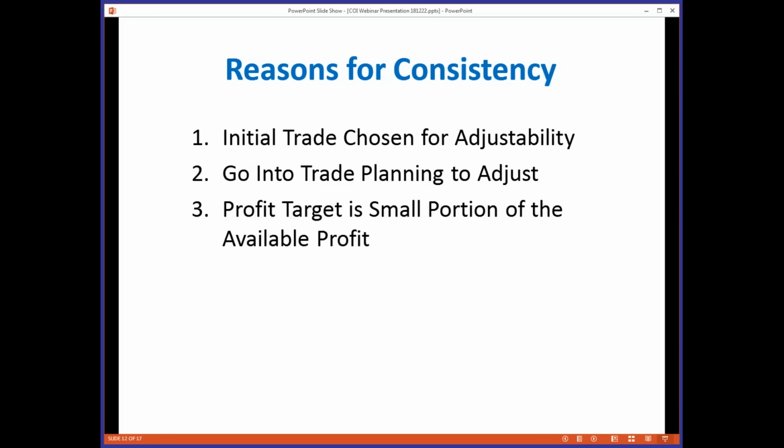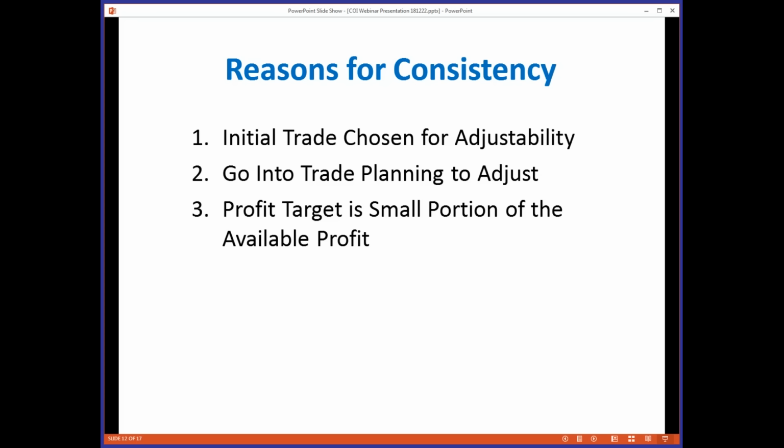We know we're going to have to adjust it. And so when something's happening, it could be adverse or beneficial, we have something that we can do. And that's very psychologically pleasing. So we go into the trade with this plan to adjust, and that makes it a lot easier to deal with the market as it develops.